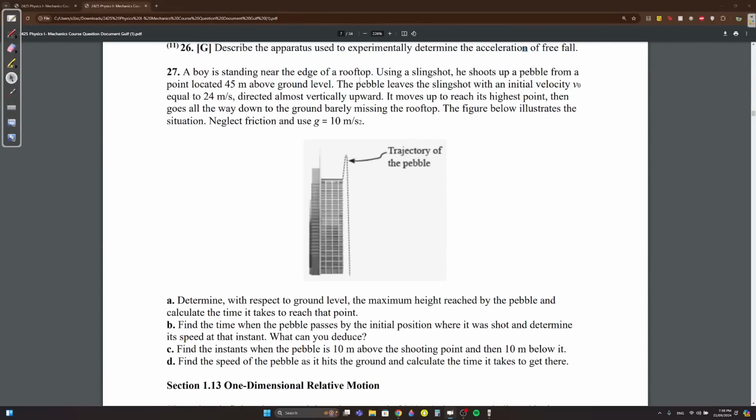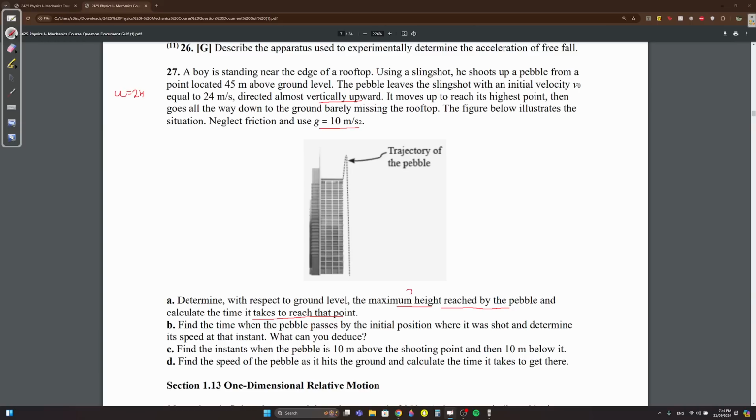A boy is standing near the edge of a roof. Using a slingshot, he shoots up a pebble from a point located 45 meters above ground level. The pebble leaves the slingshot with an initial velocity v node equal to 24 meters per second, u is 24, directed vertically upward. It moves up to reach its highest point, then goes all the way down to the ground, barely missing the rooftop. The figure below illustrates the situation. Neglect friction, use g is 10. Determine the maximum height reached by the pebble and calculate the time it takes to reach that point.